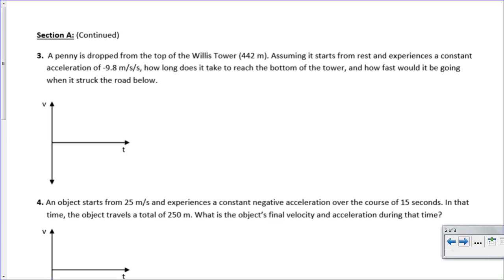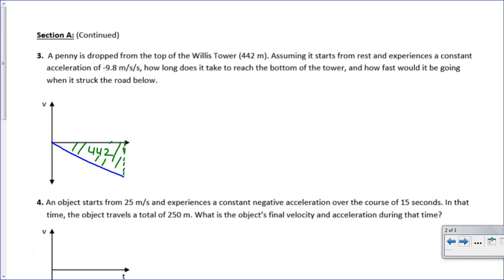struck the road below? So on this one, what I'm going to say here, our velocity starts out at 0 because it says that it started from rest. All right, and then acceleration is negative, so velocity is going down this way. That's a straight slanted line. So on this one, things we know that the area of this whole thing equals 442 meters up in this area here.